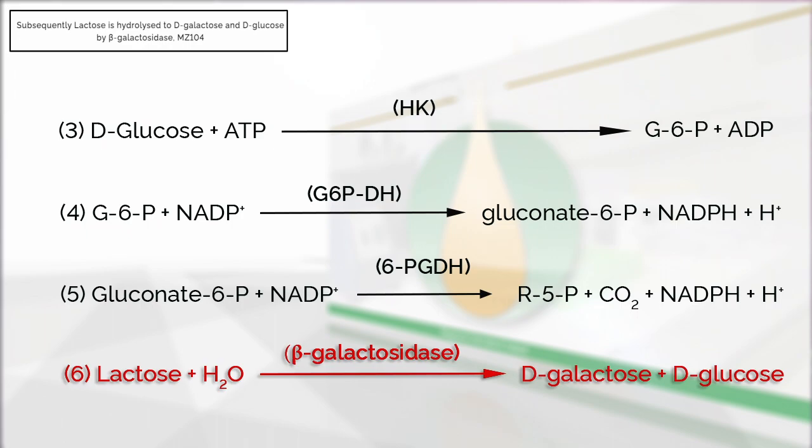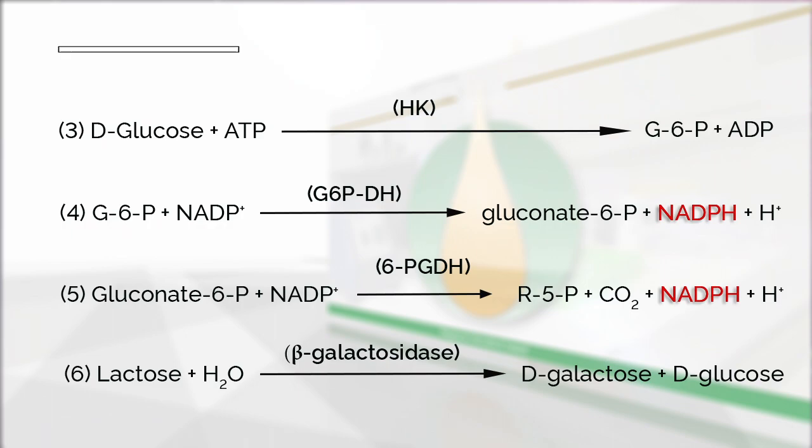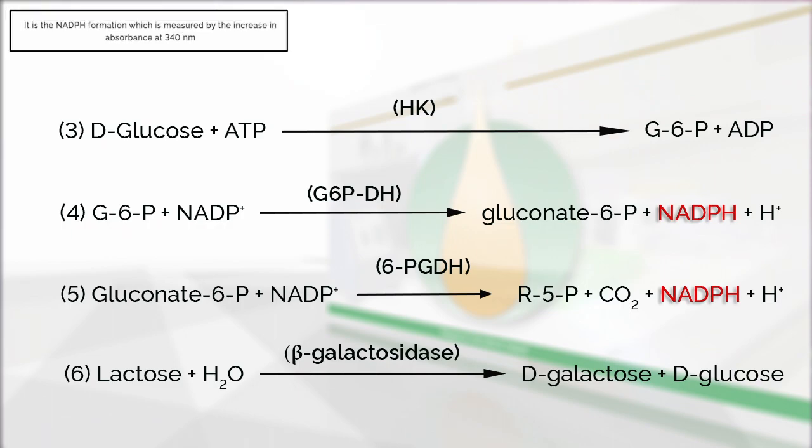Subsequently, lactose is hydrolyzed to D-galactose and D-glucose by beta-galactosidase MZ104. Glucose released from lactose enters the series of reactions catalyzed by hexokinase, glucose 6-phosphate dehydrogenase, and 6-phosphogluconate dehydrogenase. The amount of NADPH formed in these reactions is stoichiometric to twice the amount of lactose, as 2 molecules of NADPH are produced for each D-glucose molecule originating from the lactose in the sample. It is the NADPH formation which is measured by the increase in absorbance at 340 nanometers.